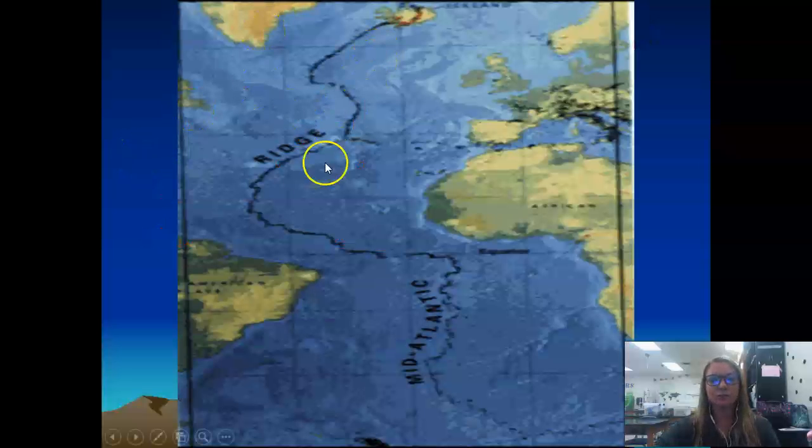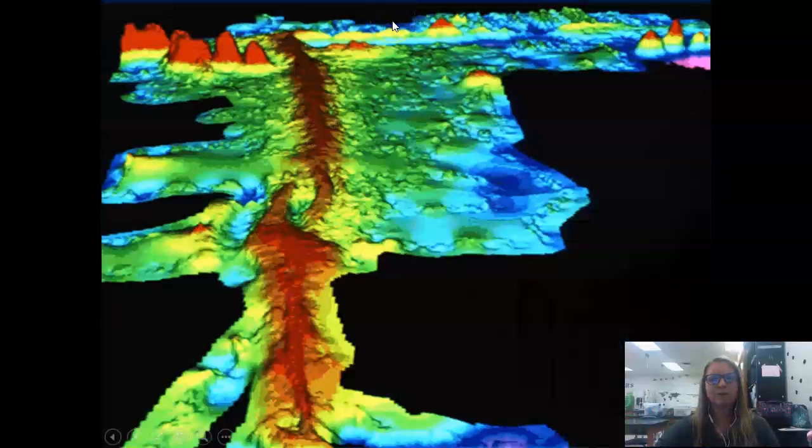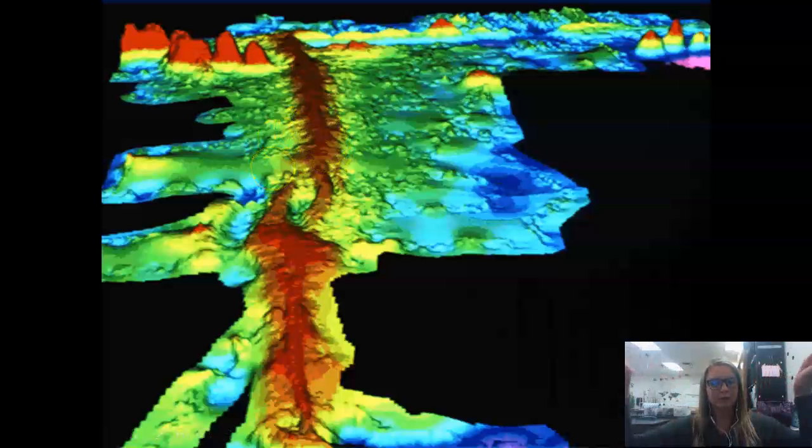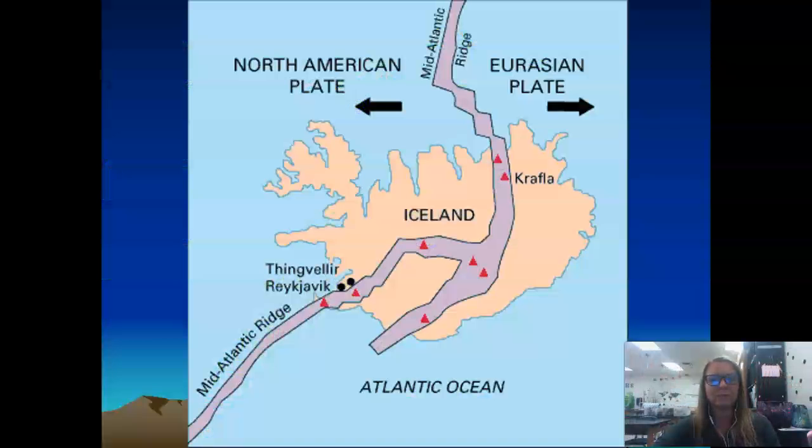So here is a picture of the ridge. So we have South America here, North America, Africa, and Europe. And that ridge runs all along. And there's Iceland right there, and you can see that black line runs right through it. It's another example of the ridge. It is actually very, very deep. So think almost like a trench type activity.